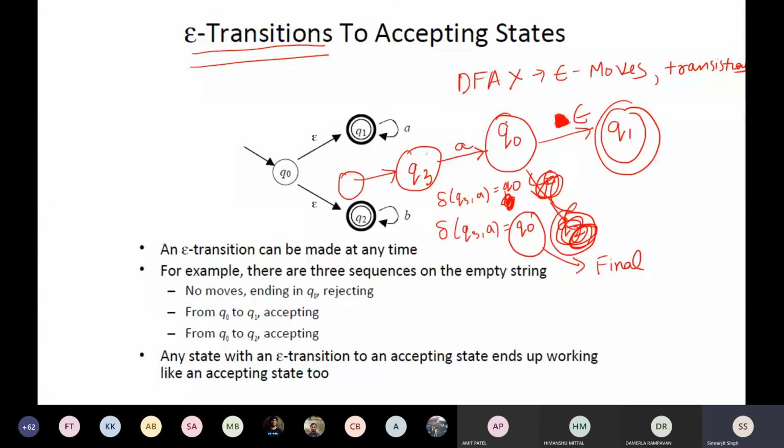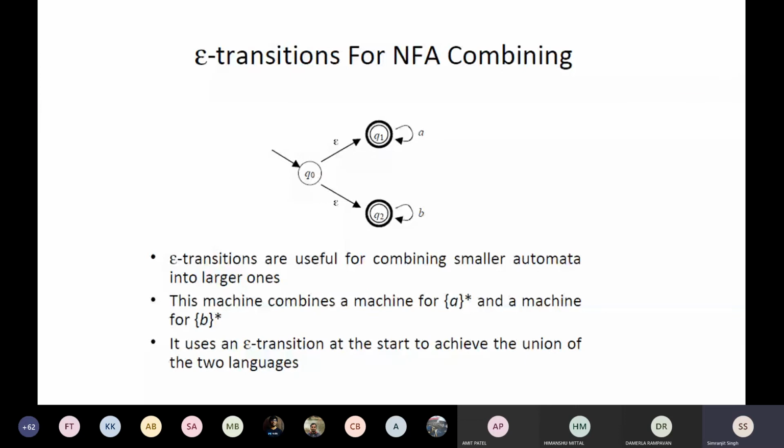This Q node contains an epsilon move towards the accepting state here. That is why if you reach the Q node, it is as good as saying that you have reached the final state. We do not use this epsilon transition very often. There are only very small cases where we use it. It is specifically used for combining various kinds of automata.